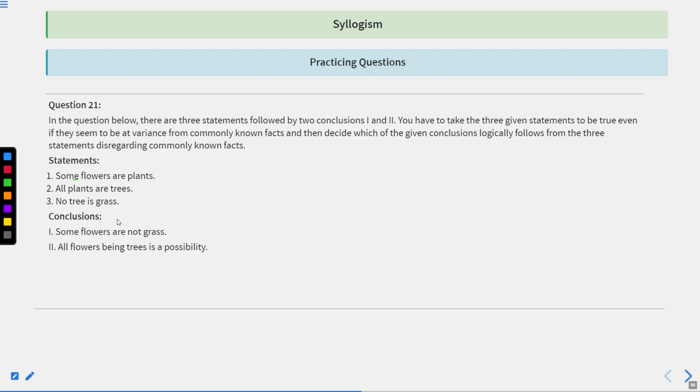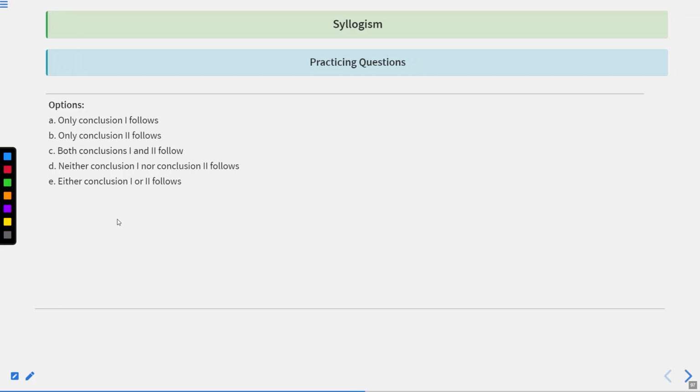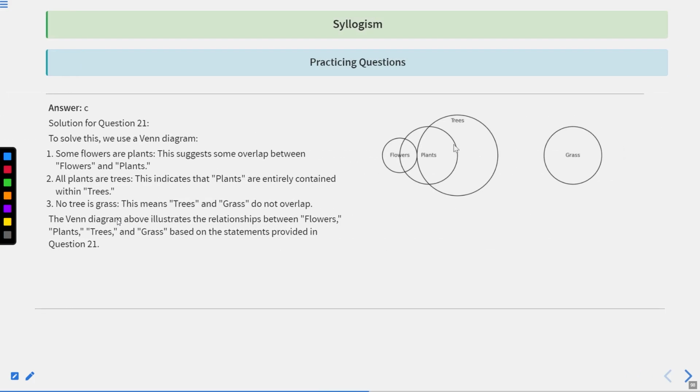So my dear students, I suppose you have already drawn the Venn diagram. Let's try to understand the solution, whether it is right or not. Now the solution showcases the first statement. The first statement says some flowers are plants. So this is the circle which is representing flowers.